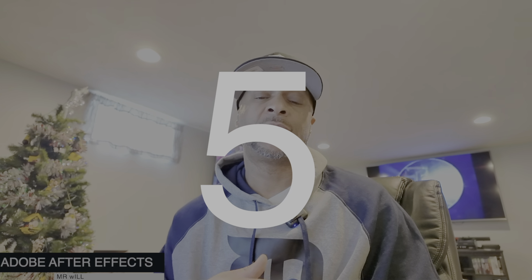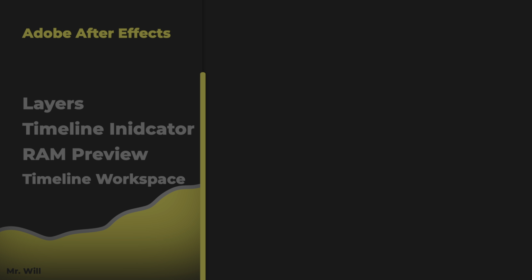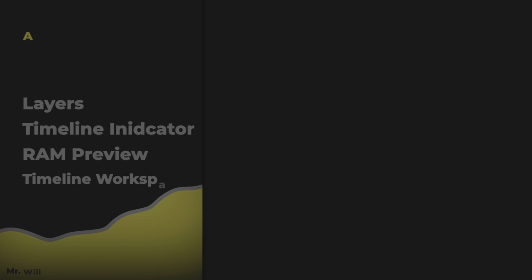In the last tutorial, we talked about the Adobe After Effects interface. We talked about the 5 key panels that you're going to need to know to be able to add visual effects in After Effects. In this segment, we're going to talk about layers, the timeline indicator, the RAM preview, and the timeline work area.